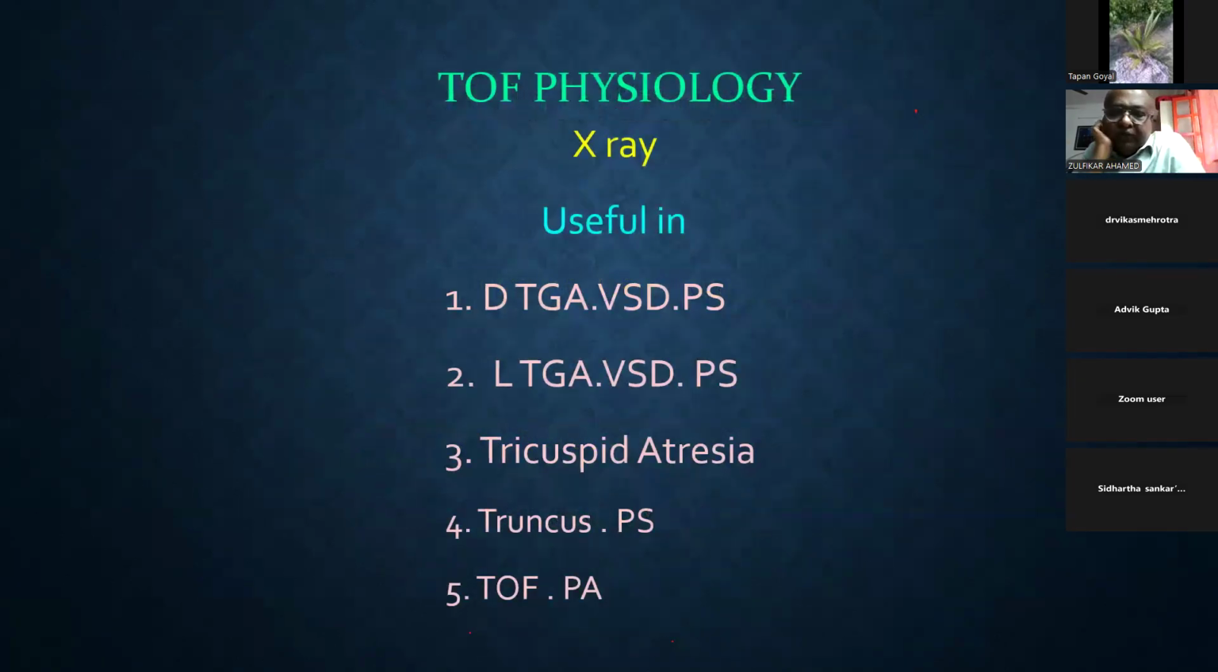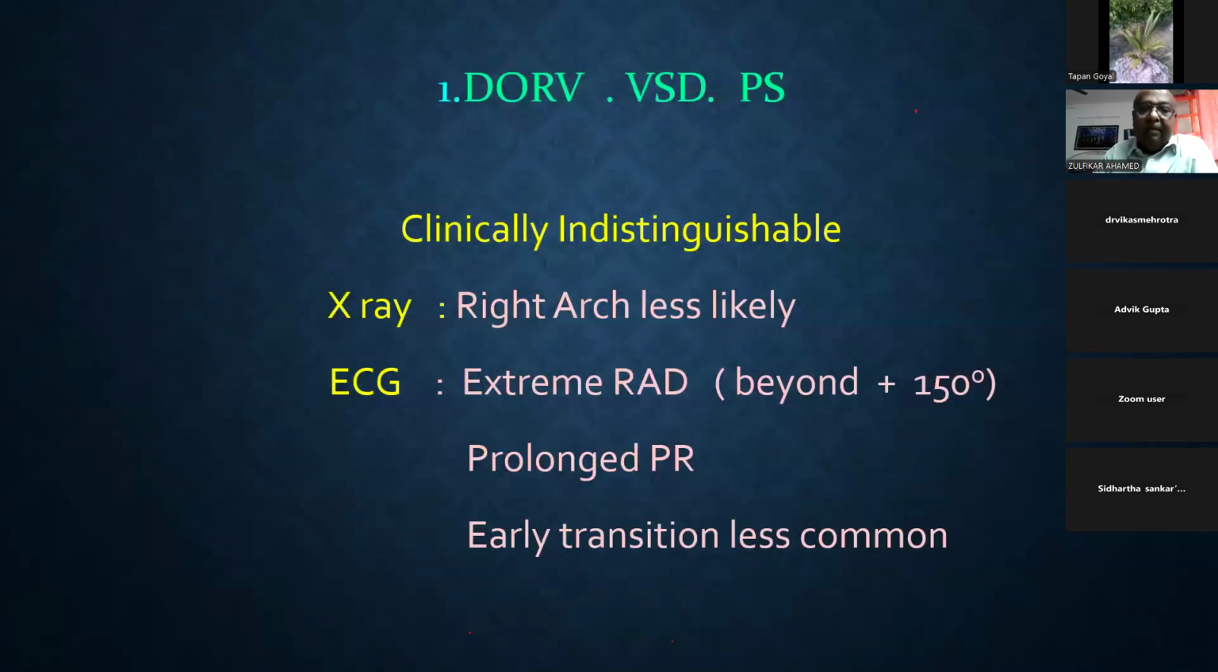Now, X-ray is useful in differentiating the various kinds of Tet physiology. For example, DTGA VSD PS can have an RV contour with a right atrial enlargement. LTGA can have a prominent aorta on the left side. Tricuspid atresia can have a right atrial enlargement. Truncus can have abnormal pulmonary vascularity. And tetralogy with pulmonary atresia can have a mottled appearance of the lung because of extensive MAPCAs.